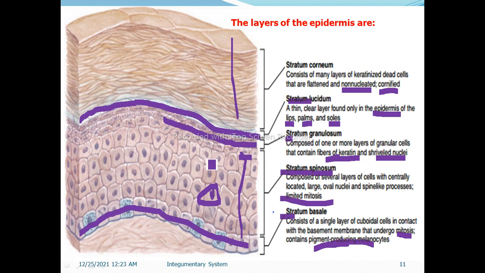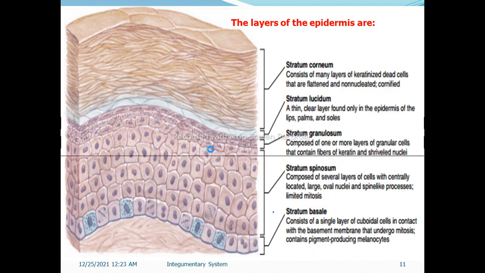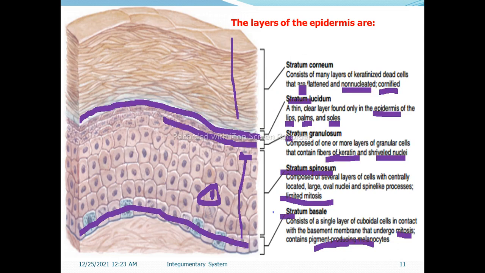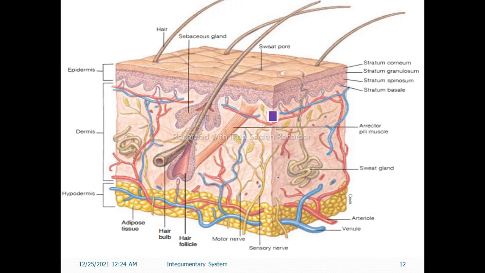Please keep these layers in mind. This one has five layers because it's found on the palms, soles or lips. But the skin on all other parts of the body has four layers: stratum basale, spinosum, granulosum and corneum. There is no lucidum. So this is thin skin.